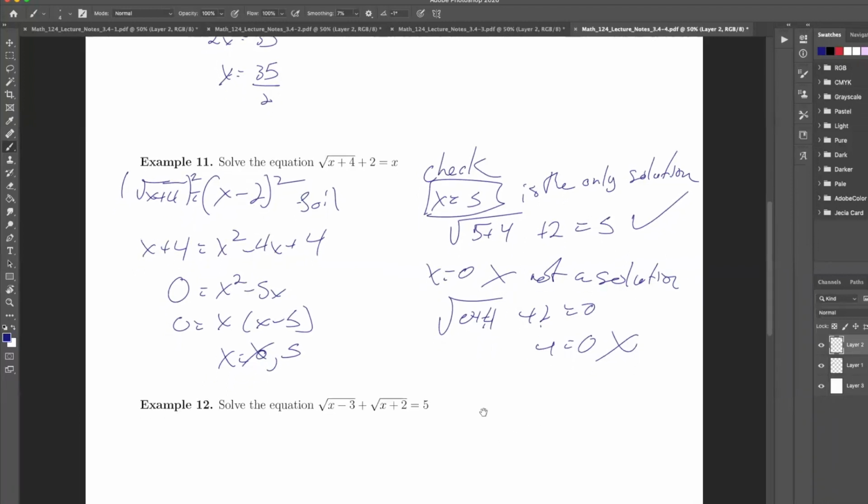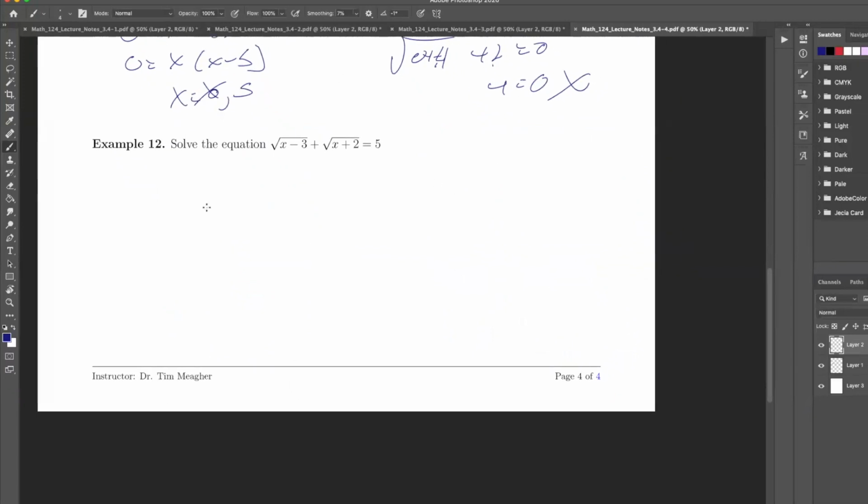Okay. And I want to show you this one. Here, in some cases, it's impossible to get only the radicals on one side and everything else on the other side, because what do we have here? We have a radical plus a radical. So technically all the radicals are on one side and everything's on the other. In this case, you end up squaring both sides, and you end up having to do it twice.